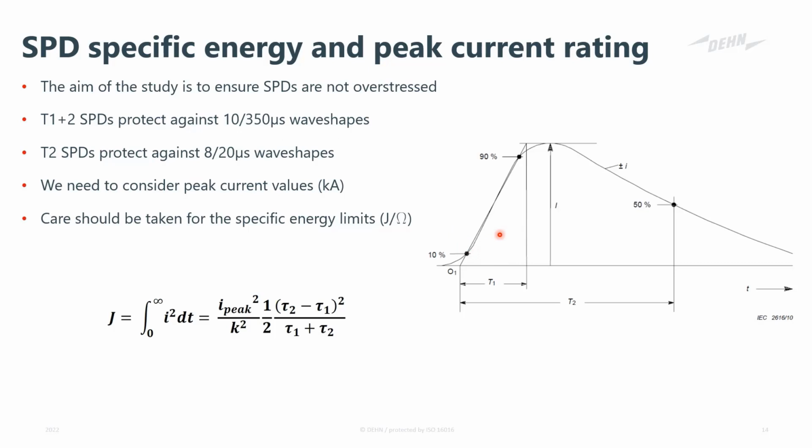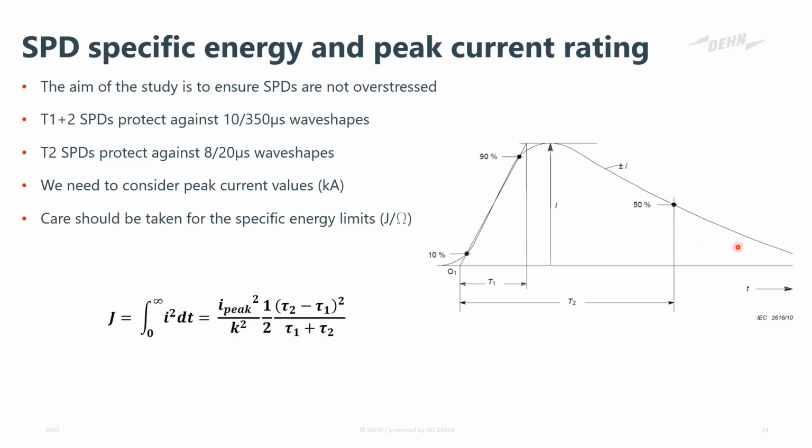Specific energy is the area under the curve of the amps squared. So we integrate the peak current squared, the integration of amps squared, and we get the specific energy. The area under the curve is obviously much bigger for a direct lightning strike as opposed to a nearby strike, and because of that, the specific energy is much more. That means that type 1 surge protectors can handle much more specific energy than a type 2 SPD, and it's not just the peak value that we need to look at.